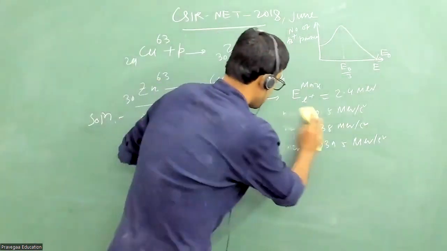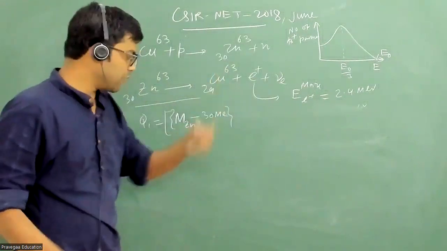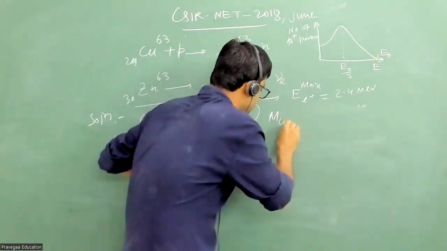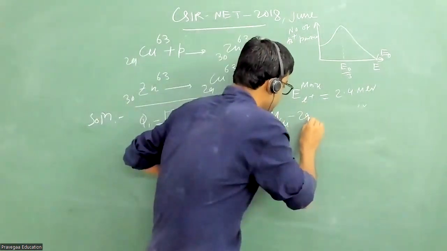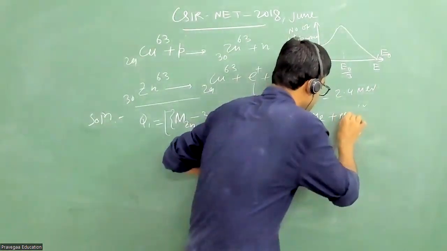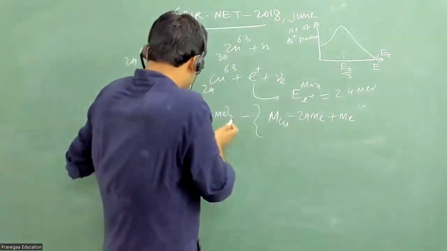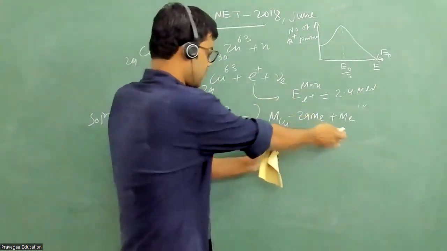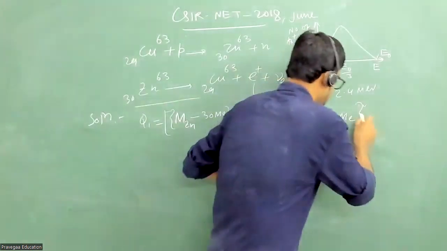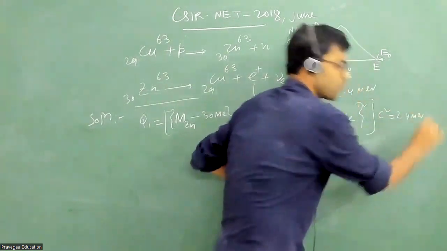Now you have to subtract the nuclear mass of products, and similarly you can convert this nuclear mass into atomic mass. You will have mass of copper minus 29 times Me, and then you have to add the mass of a positron because you are subtracting. You have a minus sign here, which means you are subtracting the mass of the product, and you know that neutrino is massless. So this will be like this into c square, and this value is provided as 2.4 mega electron volt.